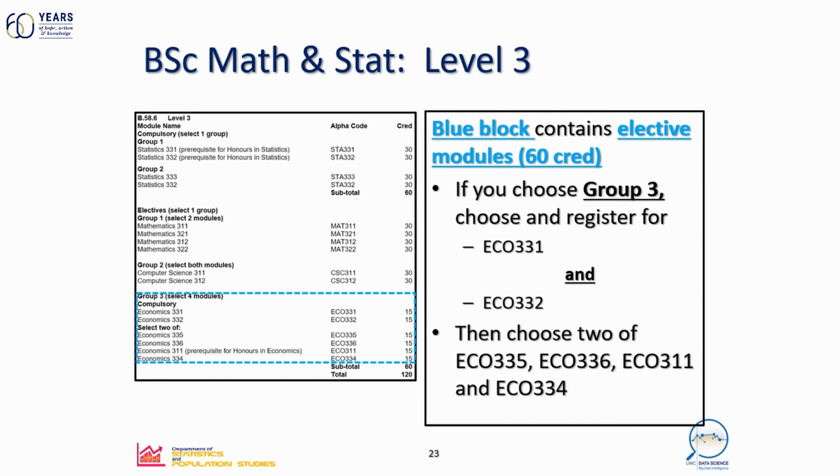Here you will have to register for Economics 331 and Economics 332, but you can choose any two of Economics 335, Economics 336, Economics 311, and Economics 334. Just note that if you are considering continuing with postgraduate studies in economics, Economics 311 is a prerequisite for honours in economics.